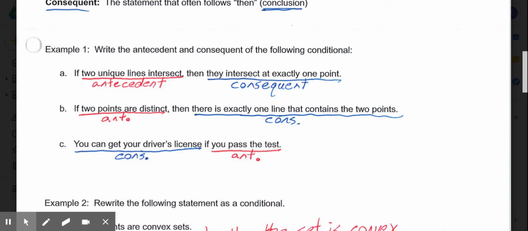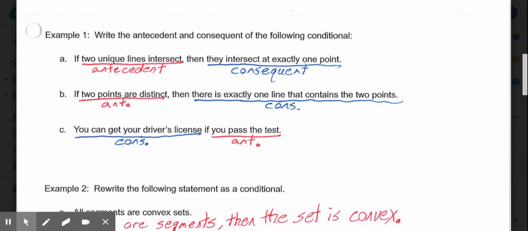In B, we have the statement, if two points are distinct, then there is exactly one line that contains the two points. Our antecedent follows the if, so two points are distinct would be our antecedent. Our consequent, or the conclusion, would be there is exactly one line that contains the two points.